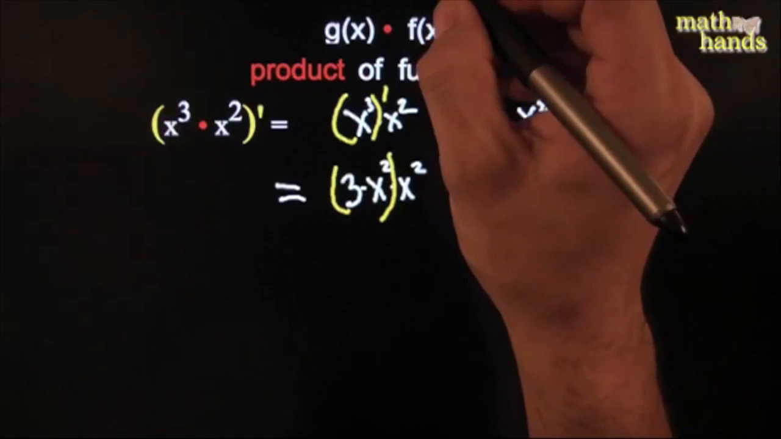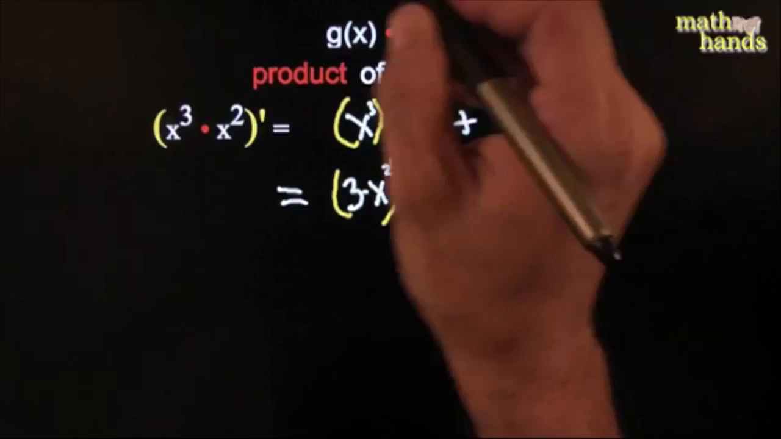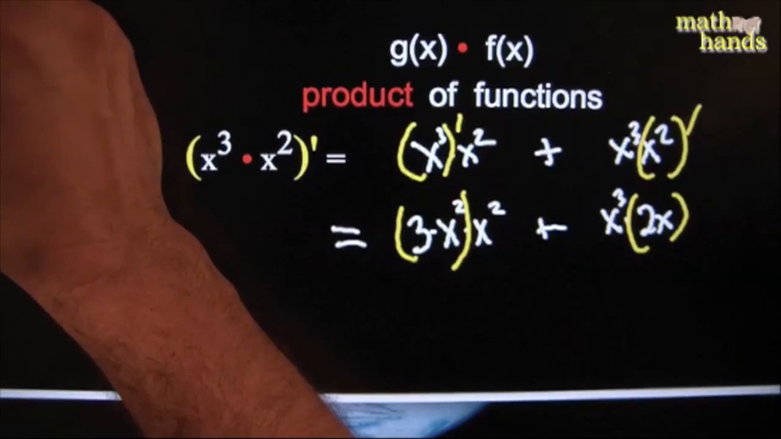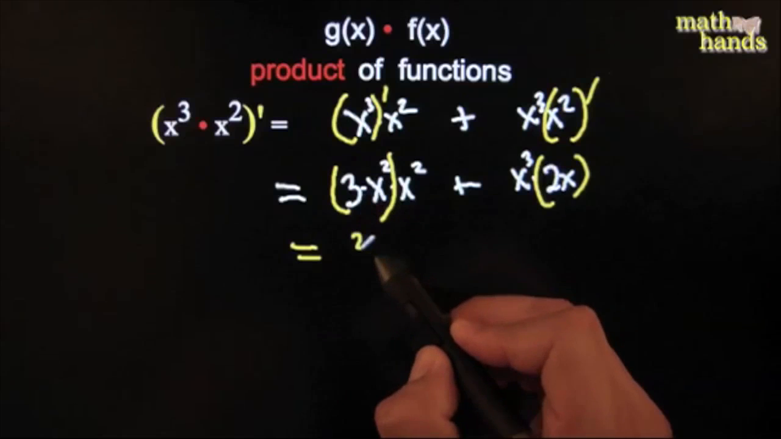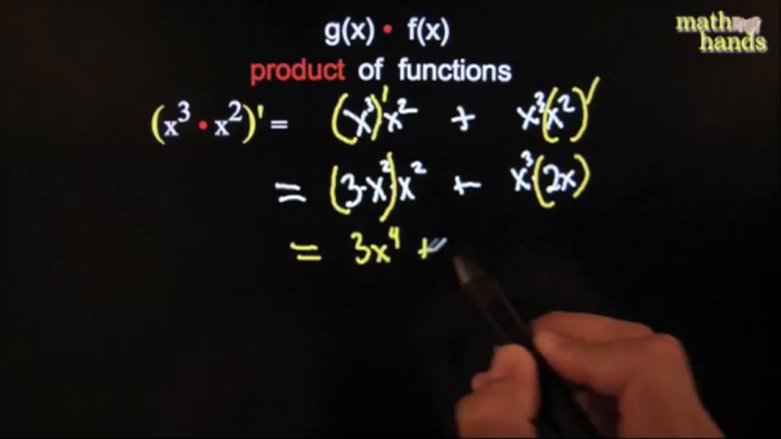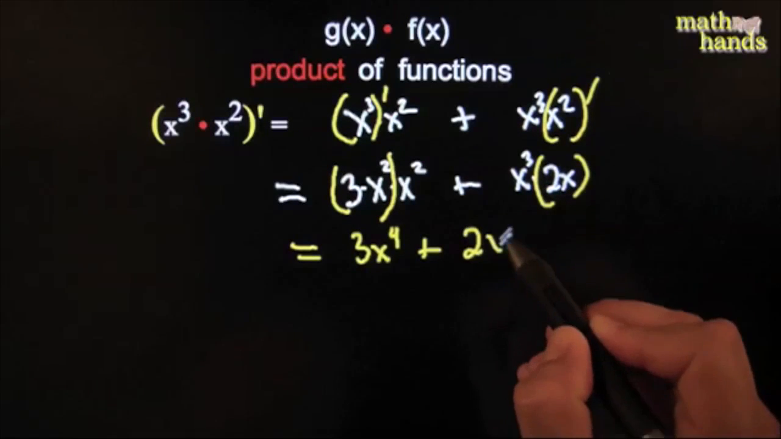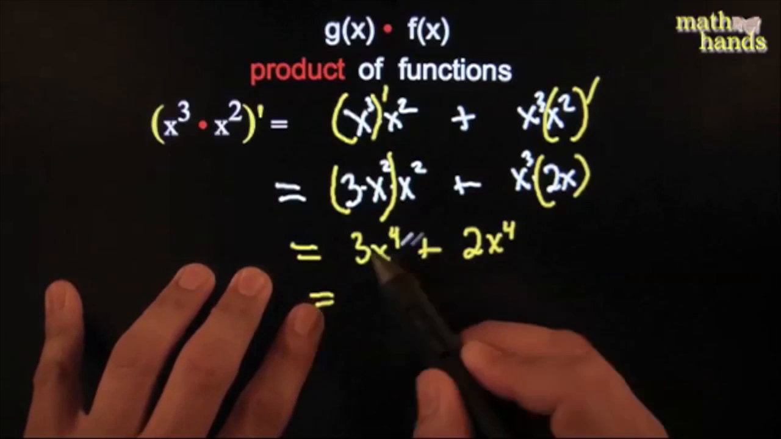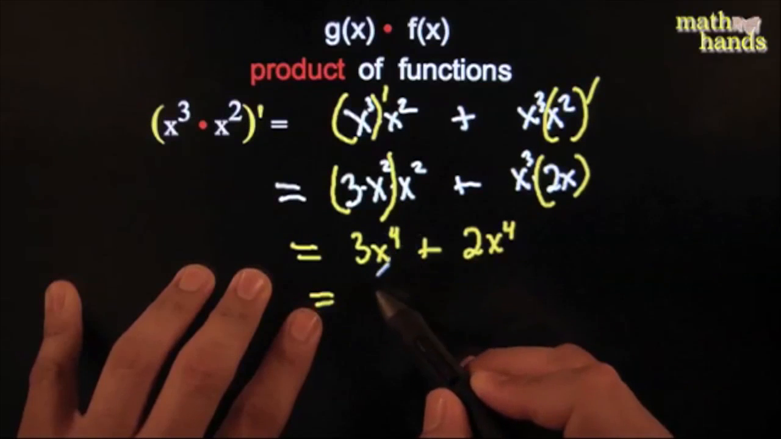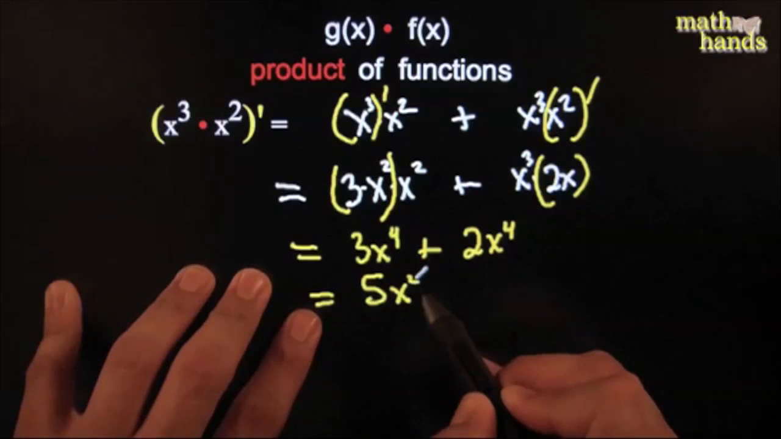And then you can clean it up some more if you wanted to. Why wouldn't you? We could clean that up a little bit. That would give us, let me think, 3x to the fourth plus 2x to the fourth. And of course you could even clean it up some more. That would give us 5x to the fourth. That would be perfect.